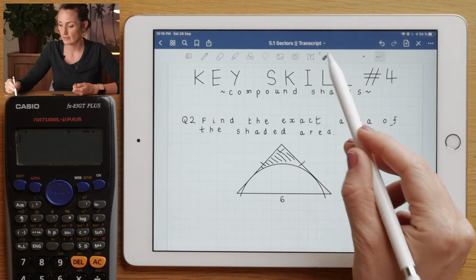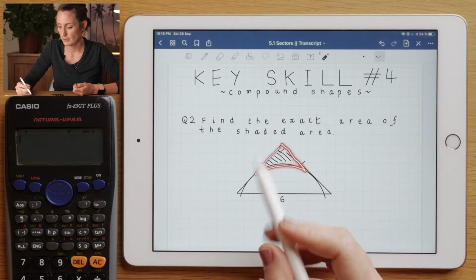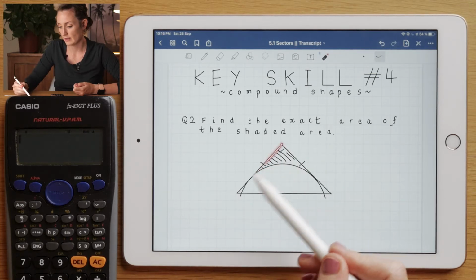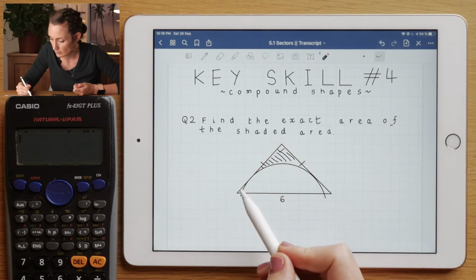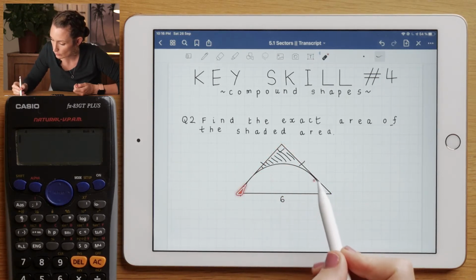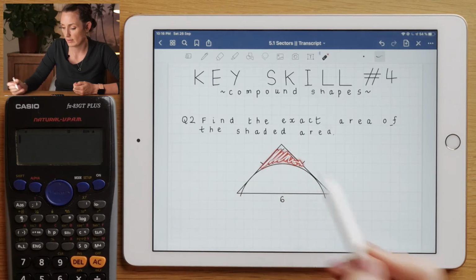You've been asked to find the area of the shaded region. So that's that bit. Just please note that it's not going to be enough to get the area of the triangle and subtract the semicircle, because you can see these little guys over here are not shaded. You specifically need the area of the shaded region, that little bit there.